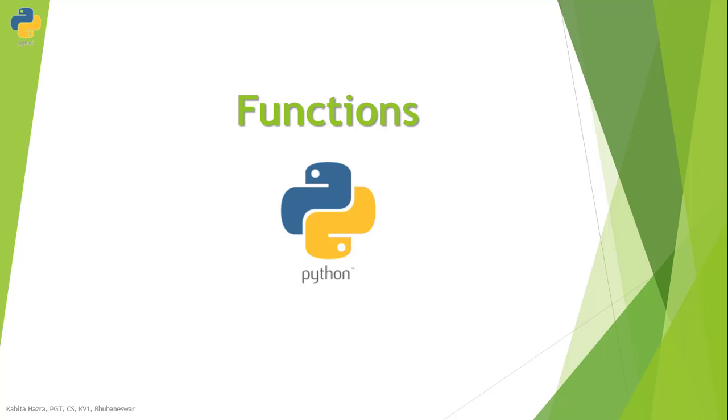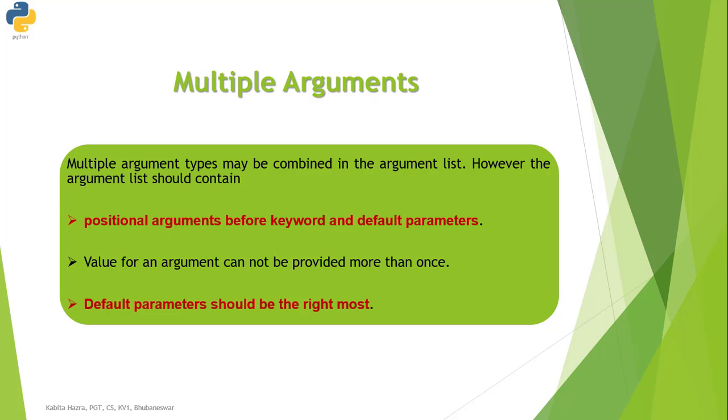In the last class, we discussed different types of parameters like positional parameters, default parameters, and named parameters. Now we can have all these parameters together in an argument list in a function's definition. However, we have to remember that positional arguments should appear before the keyword and default parameters.